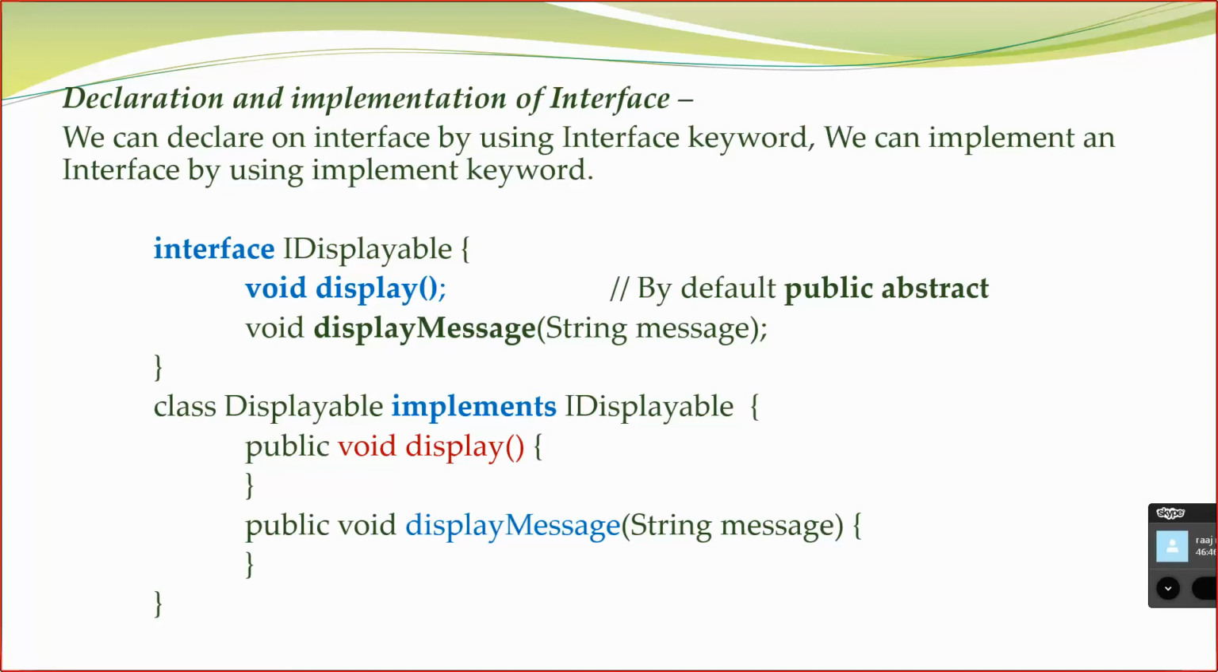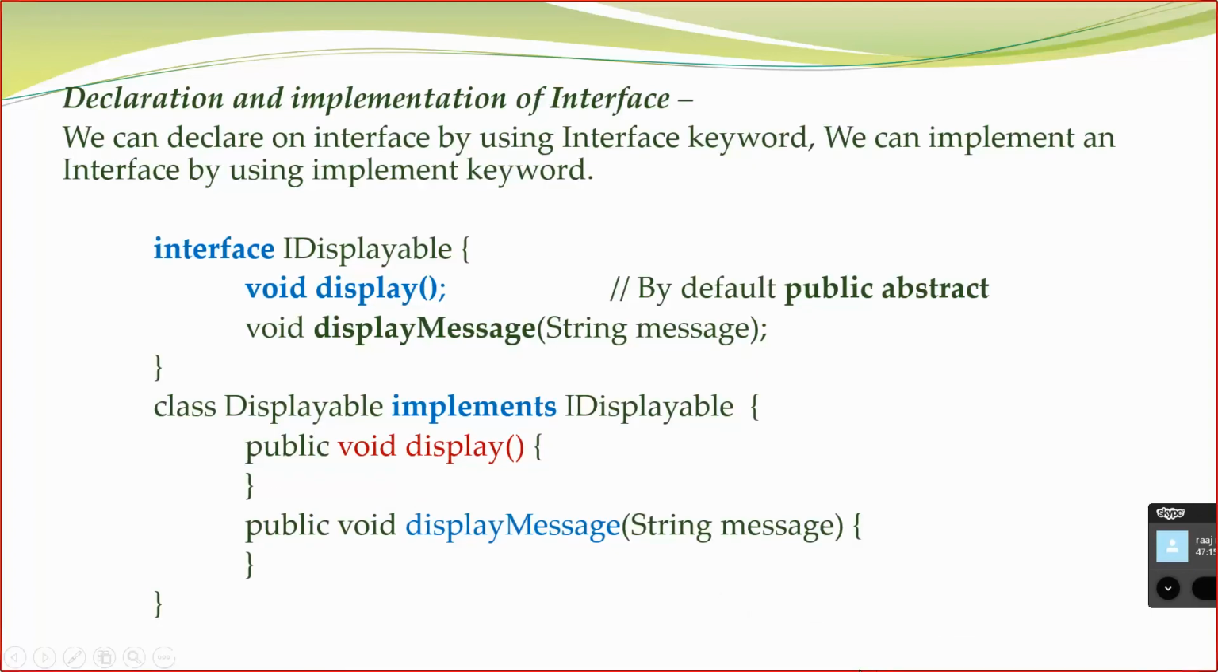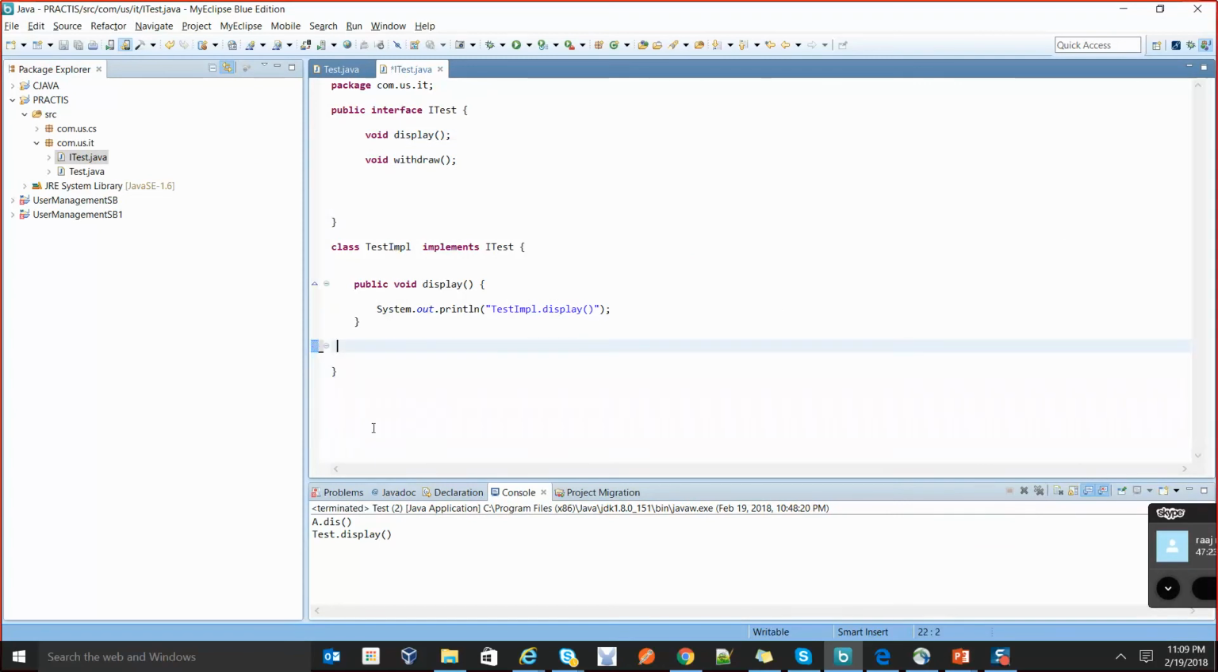Suppose you have an interface with two methods, display and display message. Suppose the class provides only one method implementation, not both. In that case you'll get an exception. Suppose here I have two methods and I'm doing just one implementation. I'll get an error message: unimplemented methods. That means I have to define both methods, otherwise you'll get a compile time error.